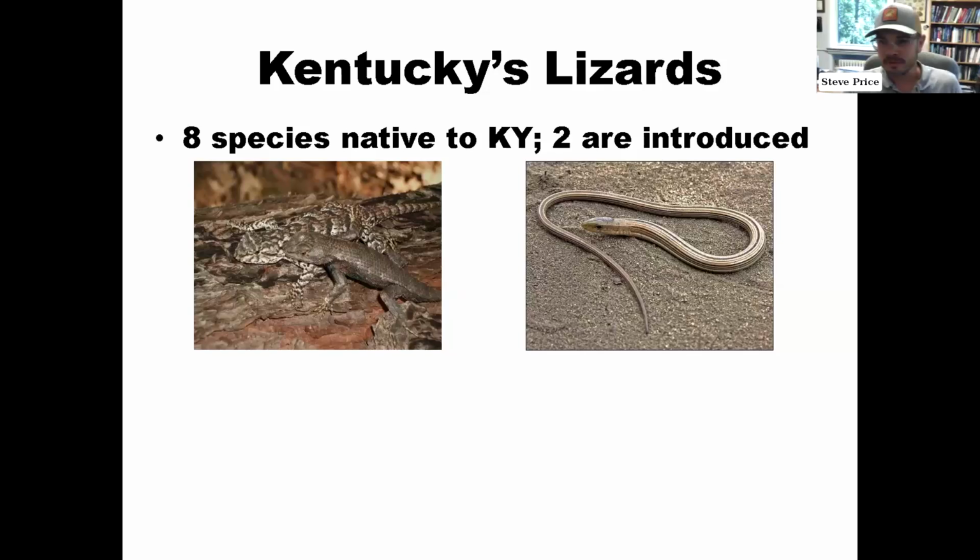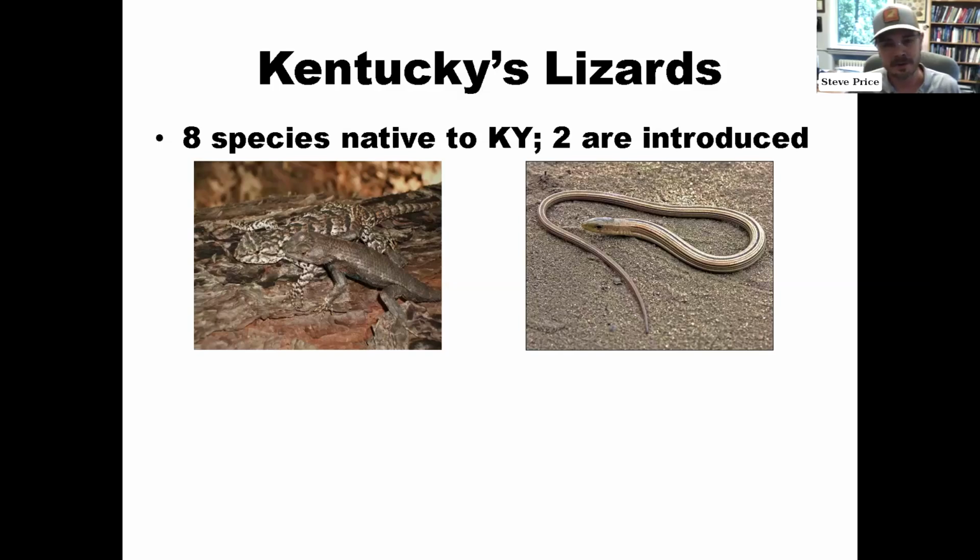Now to some lizards and snakes. So in Kentucky, we have 8 species of lizards native and 2 are introduced. Our lizards range from things like the fence lizard to the legless lizard here, which is a lizard. It looks like a snake, but it lacks limbs, but it does have external ear openings that all lizards have, and it does have eyelids that it can close like all lizards have.